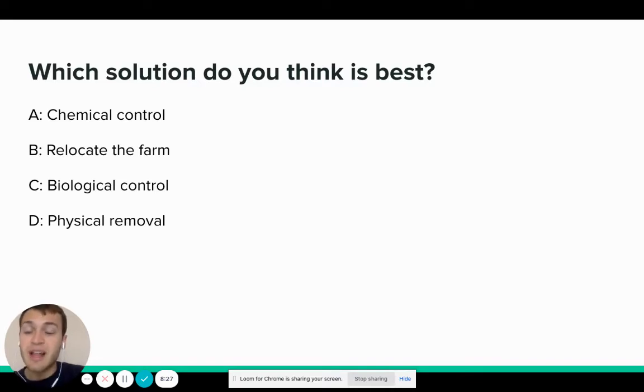So any of these answers are valid, but I do want to talk a little bit more about the biological control. In this case, biological control means introducing a predator to the farm to eat all the insects.